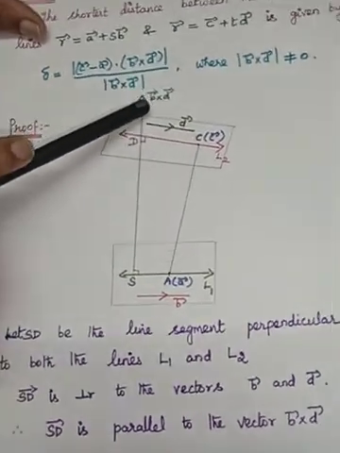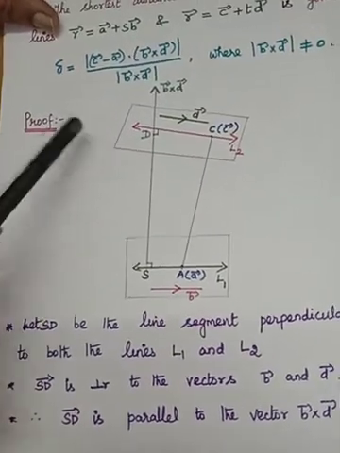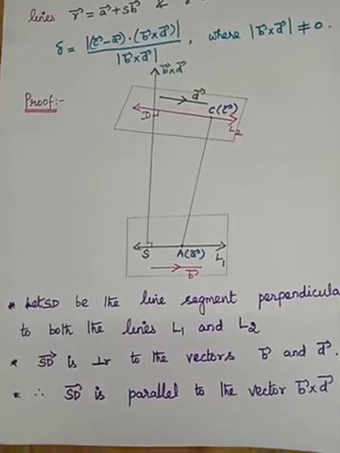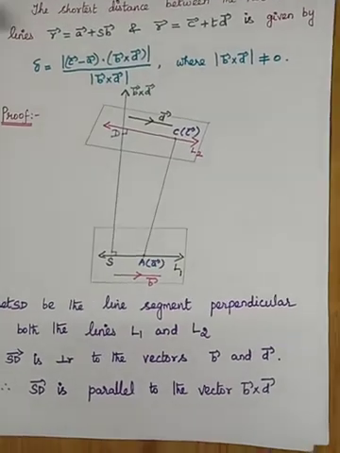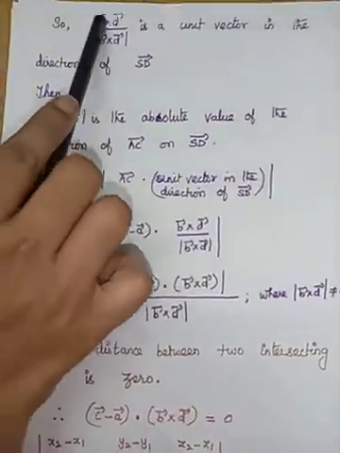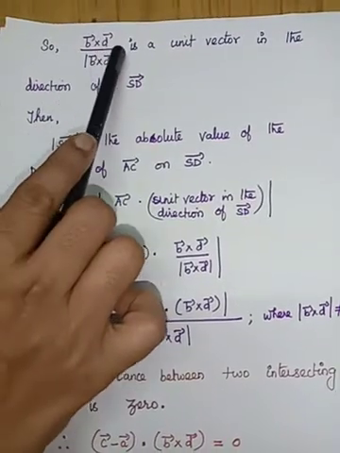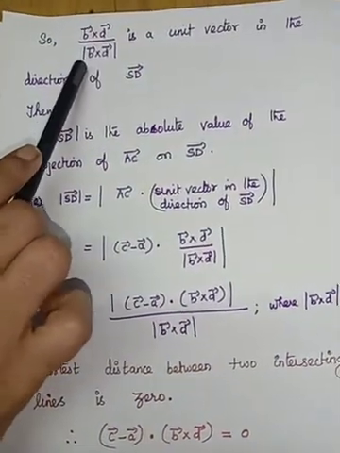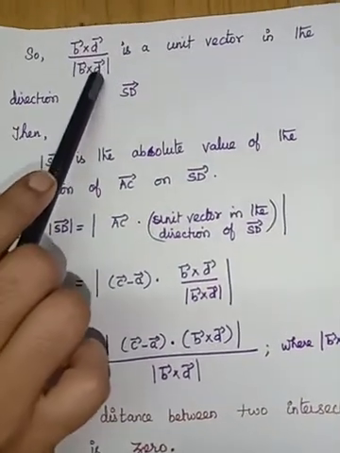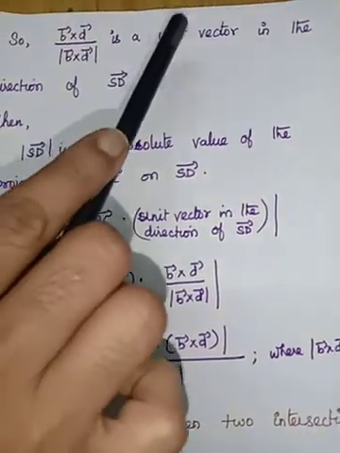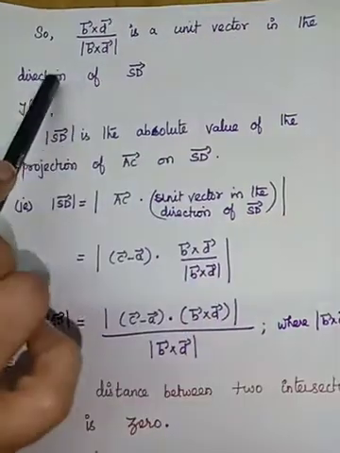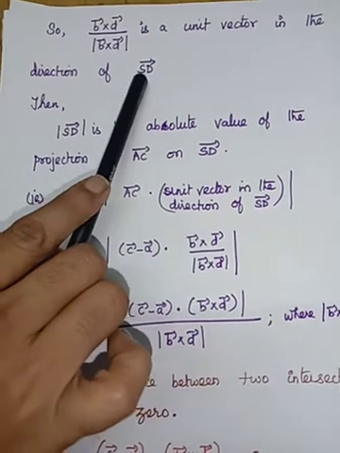So the unit vector is the vector divided by its modulus. Therefore, b vector cross d vector divided by the modulus of b vector cross d vector is the unit vector in the direction of SD vector.